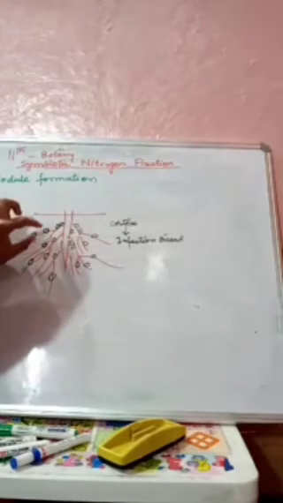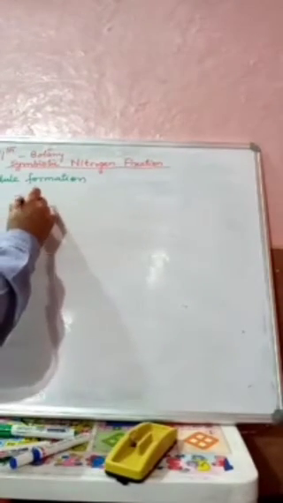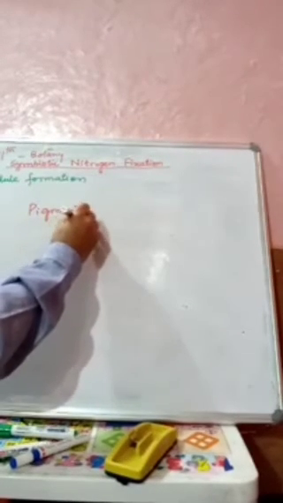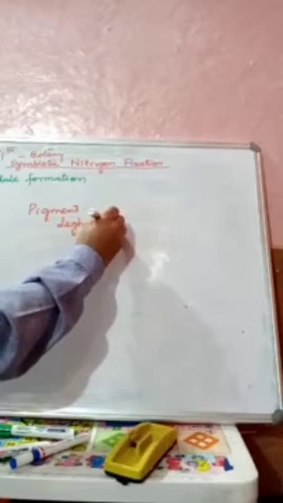When a section of this nodule is observed, if I draw the diagram, what we will see there is a pigment, and that pigment is called leghemoglobin.